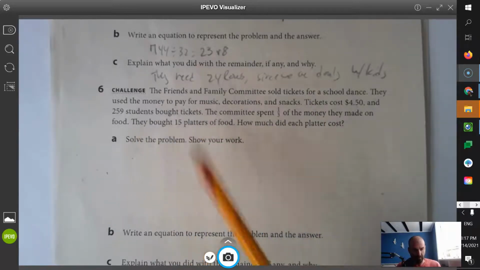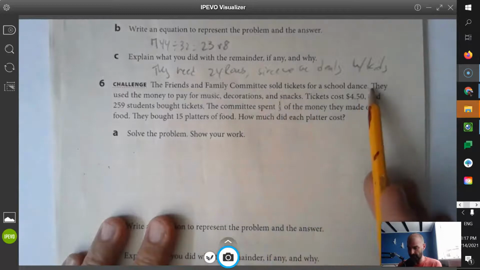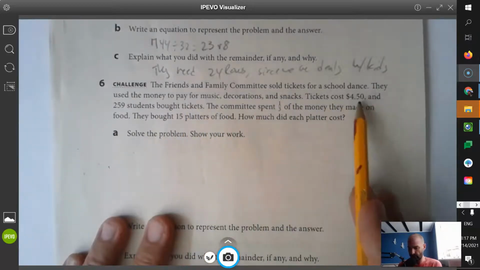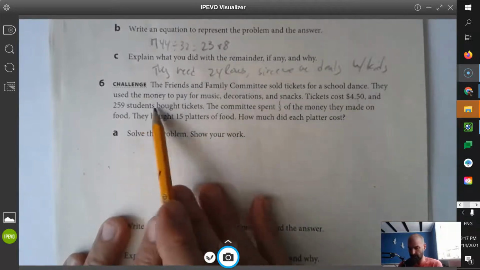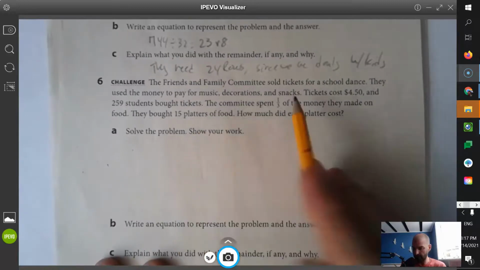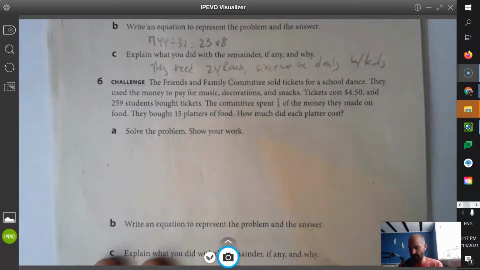All right, so I got to reread this. The Friends and Family Committee sold tickets for the school dance. They used the money to pay for music, decorations, and snacks. It cost $4.50, and 259 students bought tickets. That is some multiplication. I need to find out what the total is. Then I need to find 1/3 of it for the food, and then divide it by 15. So we have 259.